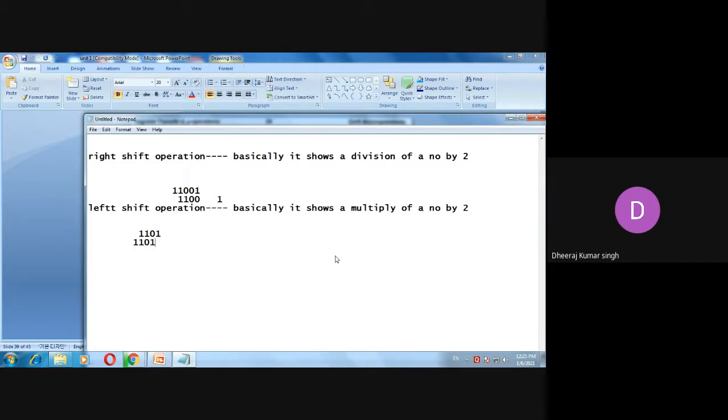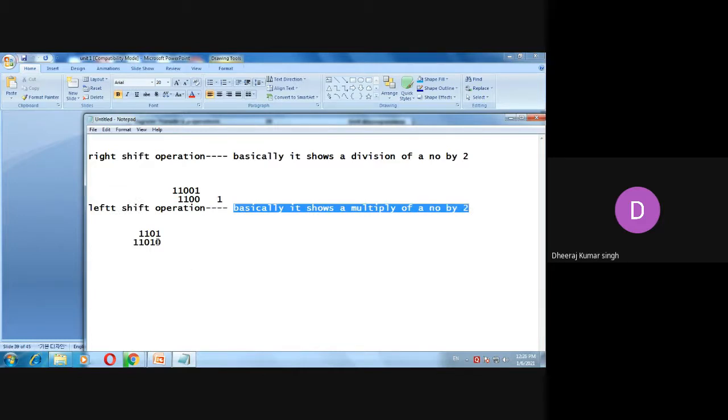What do we have to do at this position? This is the LSB position, and it can never be empty, so automatically we put a zero at this place. The LSB position bit now has 0. The number is increased whenever we perform the left shift operation, and it shows the multiplication of a number by 2.